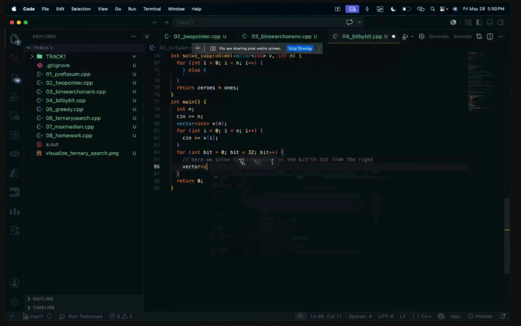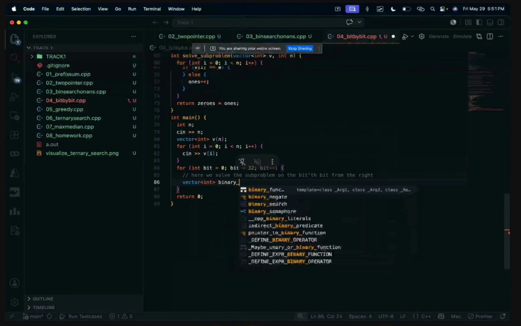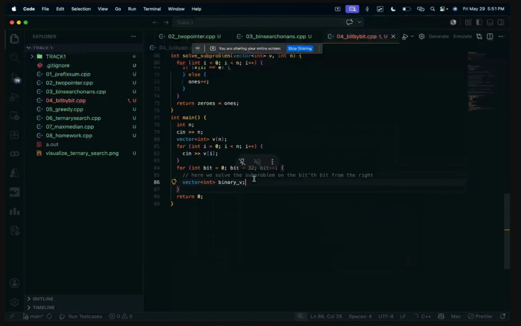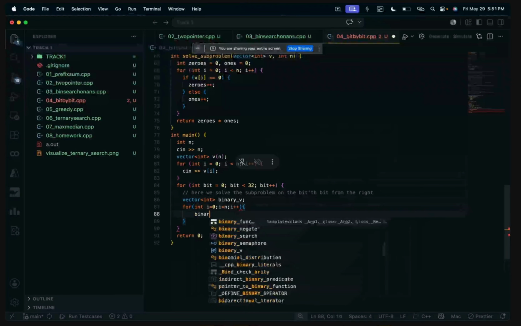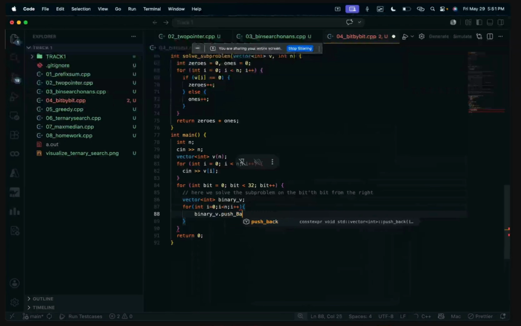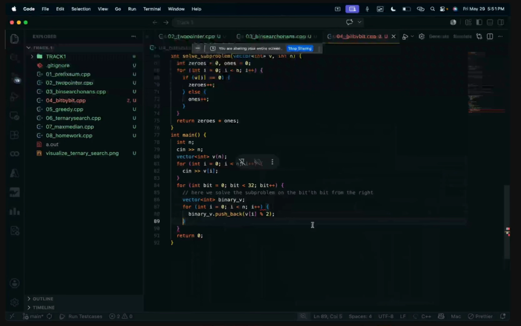So we will collect all ones and zeros which represent that bit from the right for all the numbers. For this, one very nice trick that we can use is for int i equals 0, i less than n, i plus plus, just push back v of i mod 2. And for the next time we'll access it, just divide v of i by 2.